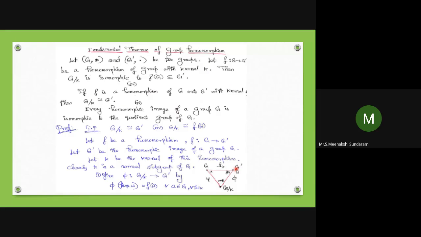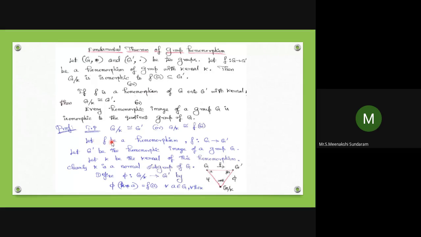Next we define a map, and we need to show that G over K is isomorphic to G dash. So next, G to G over K, the psi map. All the elements in G over K will be of the form left coset A star K. All the elements are A from G and K from K, A star K. So this is the triangle method I am using.